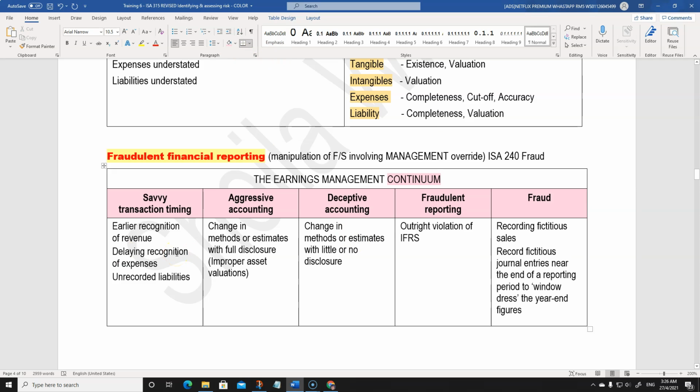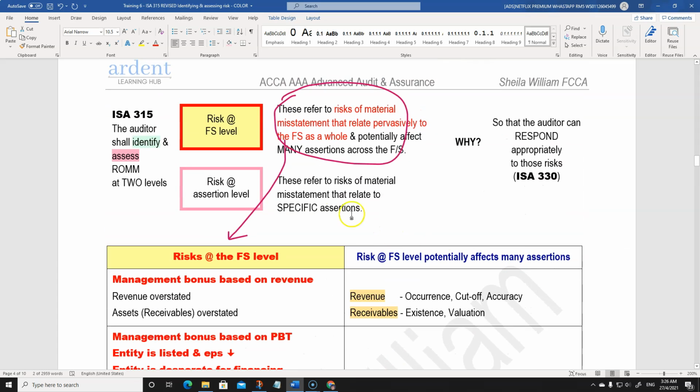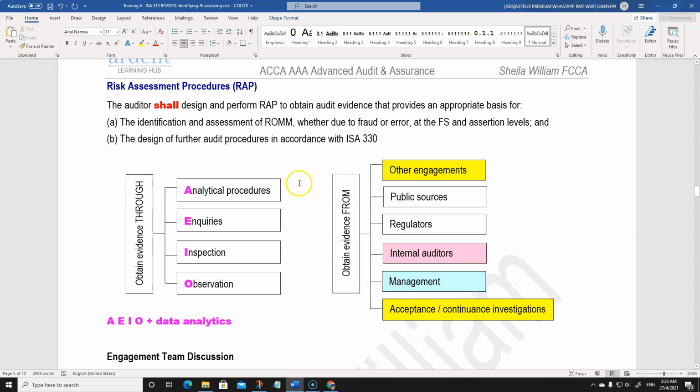When management try to manipulate the financial statements, they could do it very subtly, not so obvious, or they can just outright create bogus revenue transactions. Or maybe not even do that. If they want to increase the sales, they just put through one journal entry, debit something and credit revenue, and that's it. Straight away, your revenue goes up and your profit goes up. So again, what is risk at the financial statement level? Where the whole financial statements are affected. When will the whole financial statements be affected? Usually when there's manipulation.